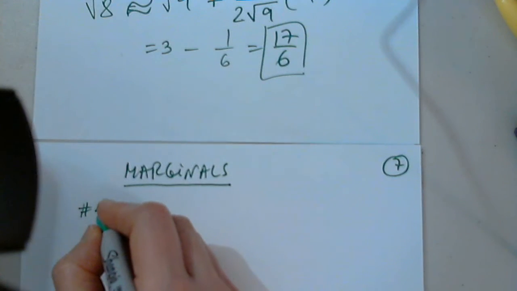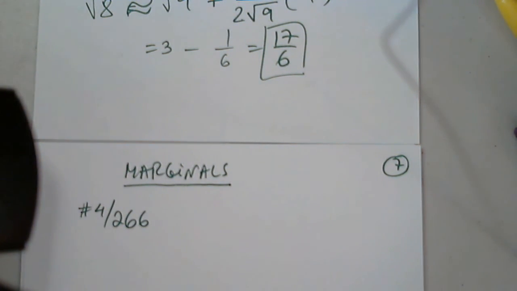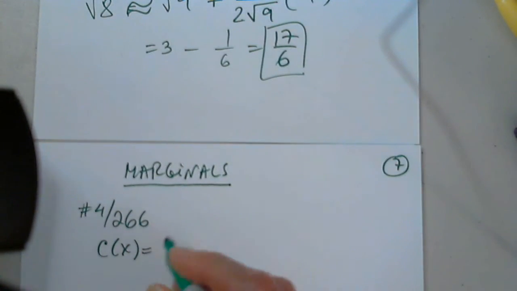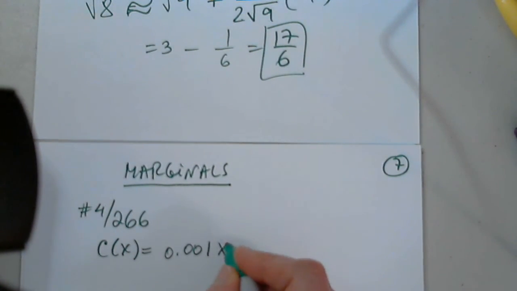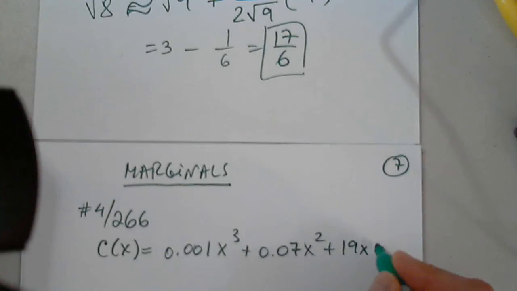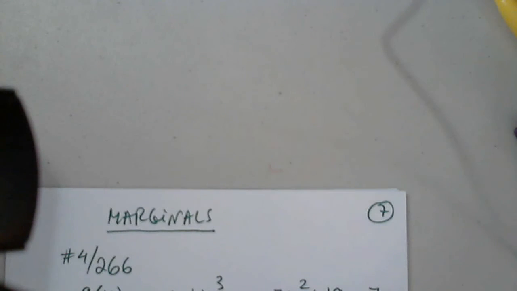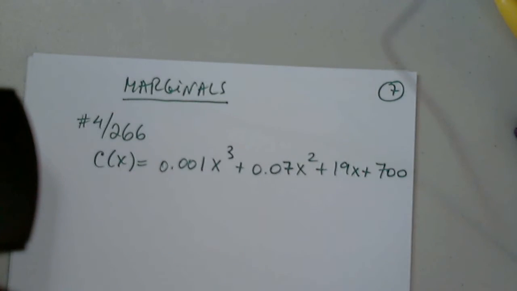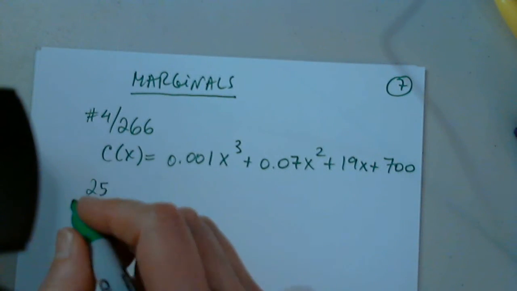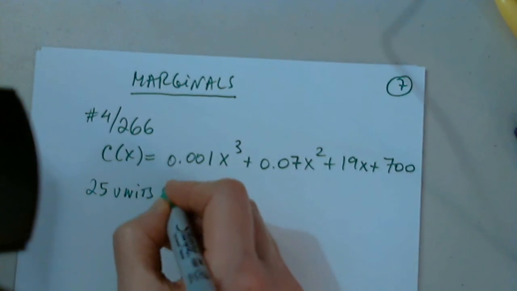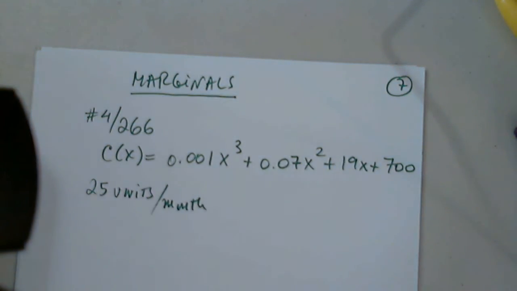So let's talk about problem 4 on page 266. Suppose the monthly cost in dollars of producing x day packs, whatever, is C of x, 0.001 x to the third plus 0.07 x squared plus 19x plus 700. Okay. Good. So currently they are producing 25 units, let's say, per month. Okay.